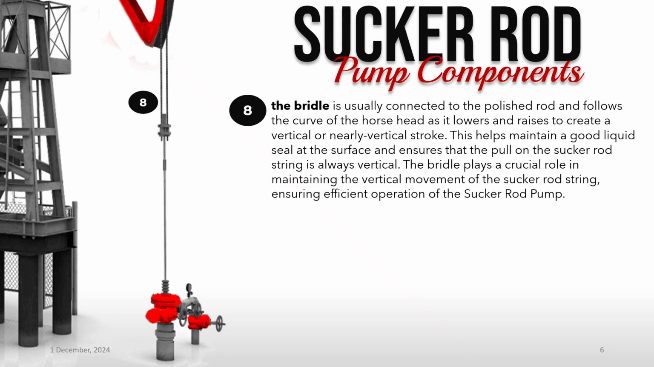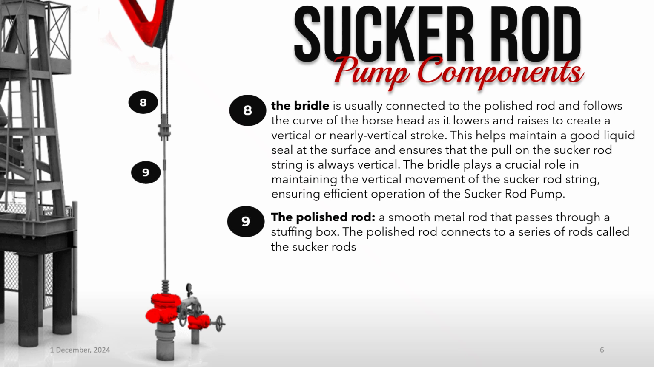The polished rod is a smooth, precisely machined metal rod that extends from the bridle into the wellhead. It passes through a critical sealing device called the stuffing box. The polished rod serves as the direct connection between the surface pumping unit and the downhole sucker rod string, transmitting the reciprocating motion from the surface to the pump below.